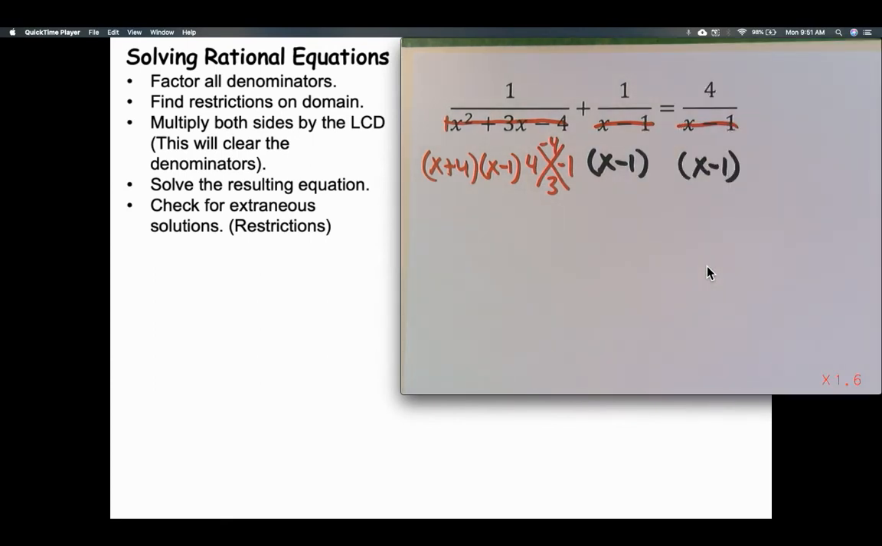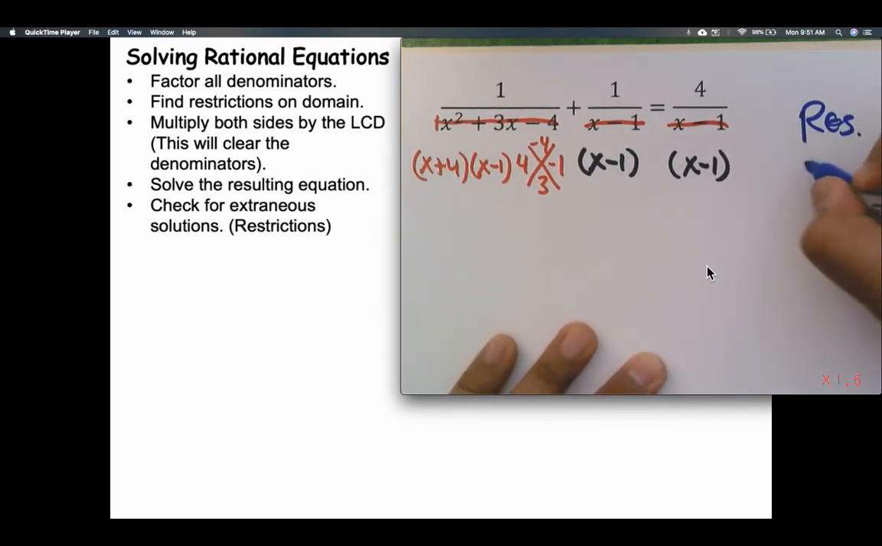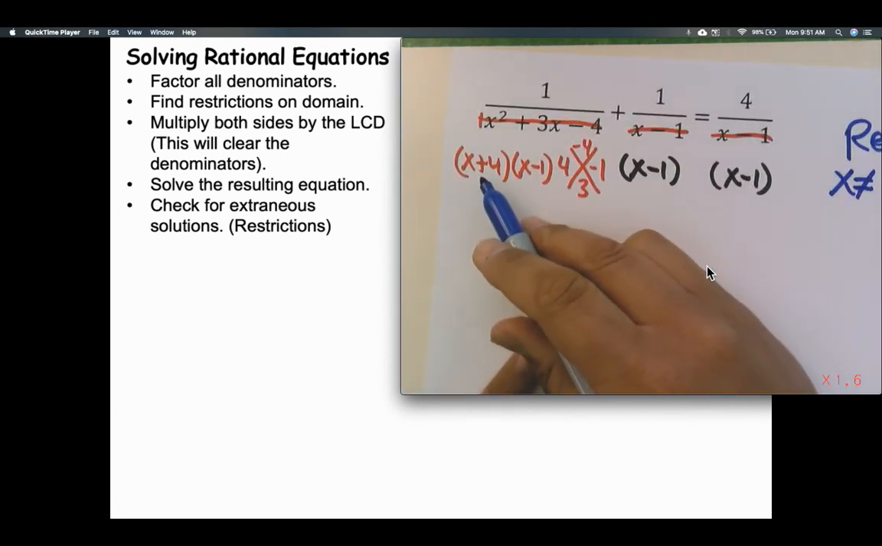All right, so let's do the restrictions. Okay, restrictions are x cannot be. So what would make this a 0? A -4.